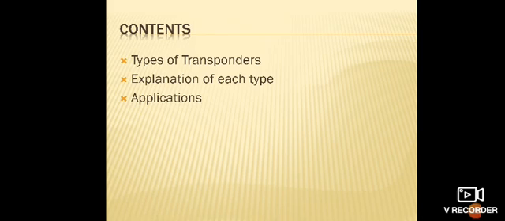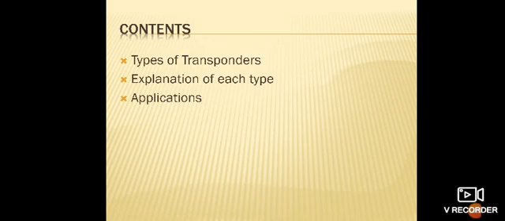And the last one is the regenerative transponder. In the two transponders, single conversion and double conversion, we don't have any differentiation between the transmitter section and receiver section. It will not differentiate where the transmitter section ends or where the receiver section ends. But whenever we use regenerative transponders, there is a differentiation between the transmitter section and receiver section also. So this is about our transponders.